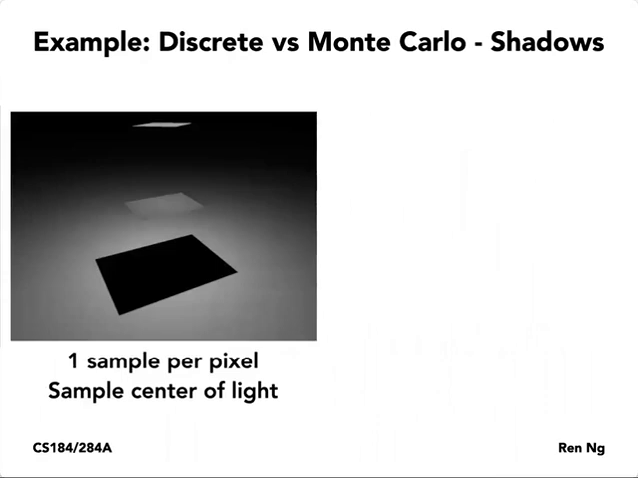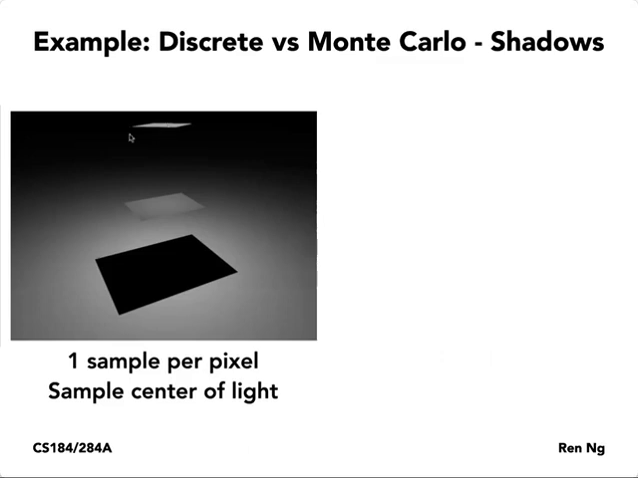Let me show you an example of this. It's a little bit of a simplistic example, but I think it will convey the point in a certain way. Let's look at discrete or quadrature-based estimation of an integral versus Monte Carlo for the case of shadow calculation. Okay, shadow calculation. Now, this is a test scene here.